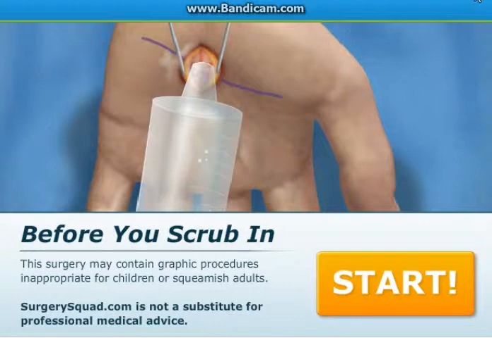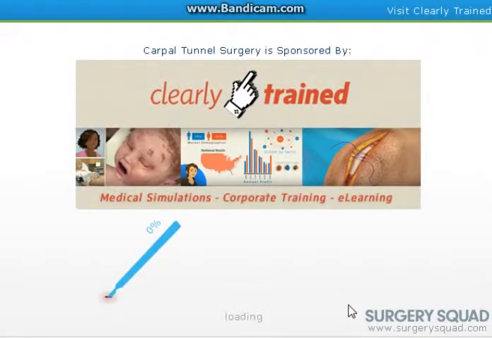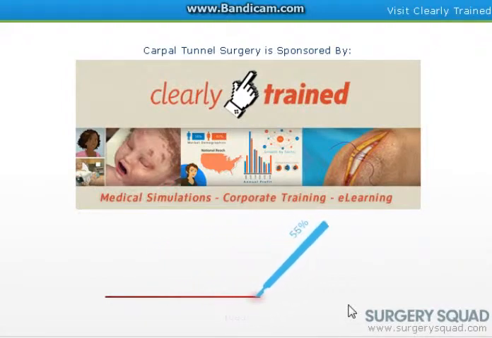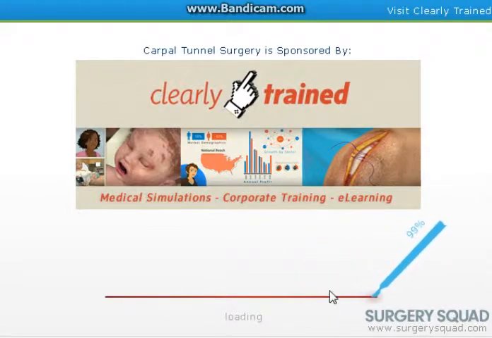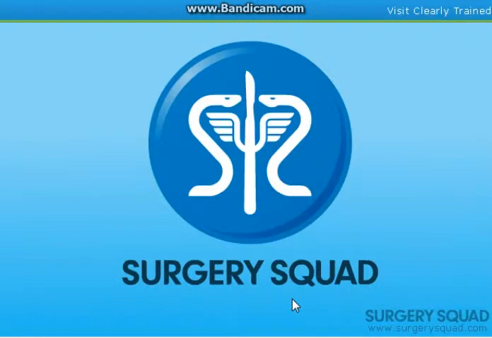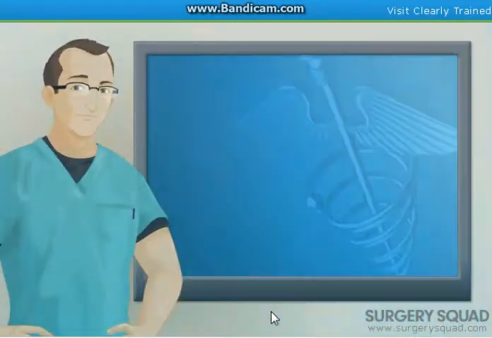Before you scrub in, this surgery may contain graphic procedures inappropriate for children and squeamish adults. So this one is the carpal tunnel surgery. So let's start. This series I'm doing is actually pretty educational because you and me get to learn all this stuff. But yeah, you've been warned. Alright, I might get a bit grossed out.